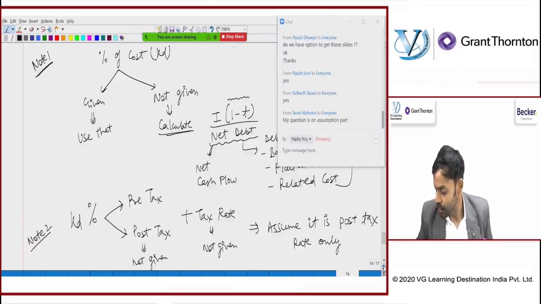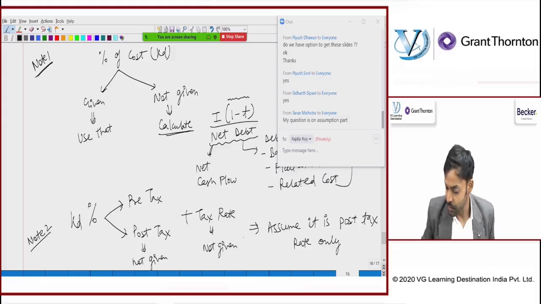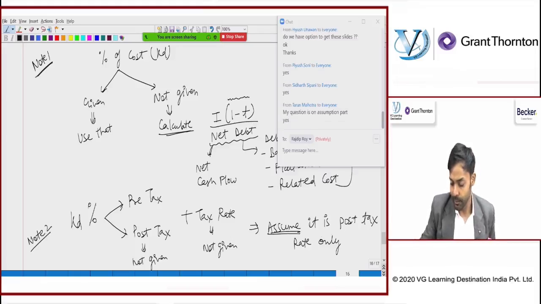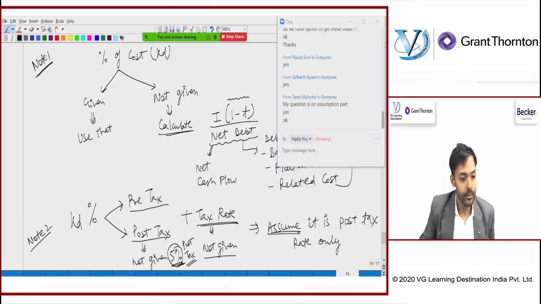Okay, you're asking about the point that if the tax rate is not given, then assume it. In case you are given just a percentage, say 5%, and the tax rate is not given to you, assume it is post-tax. It is not mentioned whether it is pre-tax or post-tax. Assume this 5% is post-tax only. Okay.